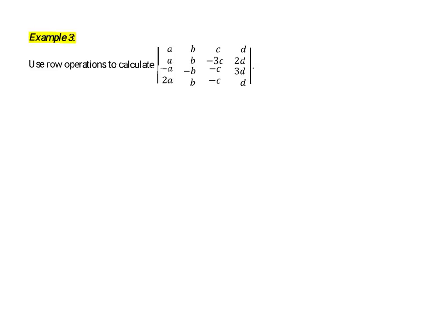So the first thing I would do, I would be headed towards the row echelon form of this matrix. So I would aim for getting a 0 here, so I would do negative row 1 plus row 2. I would aim to get a 0 here, so I could do that by just doing row 1 plus row 3. And I would aim to get a 0 here, so I'm going to do negative 2 times row 1 plus row 4.